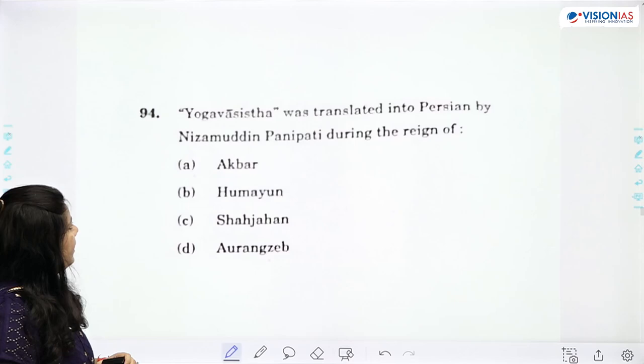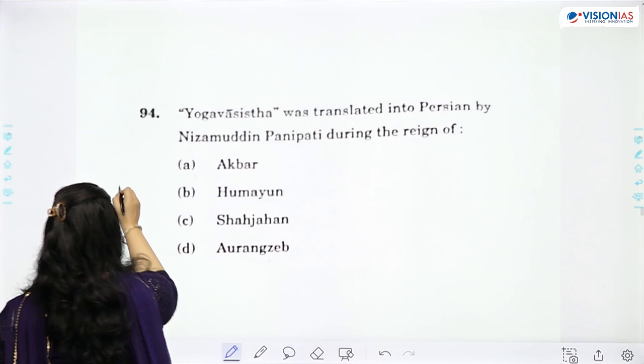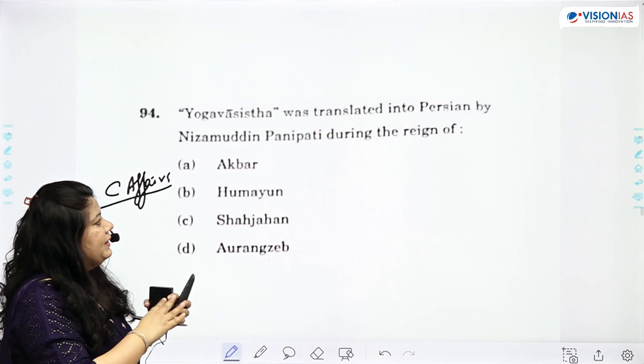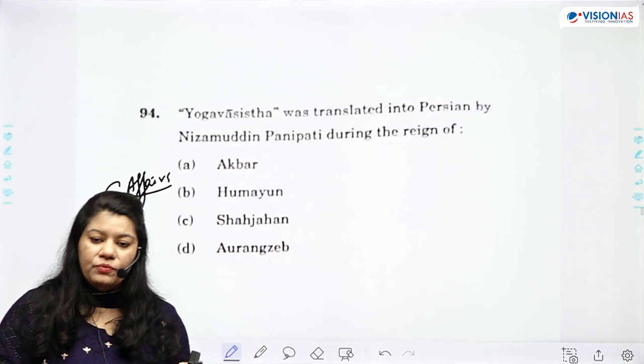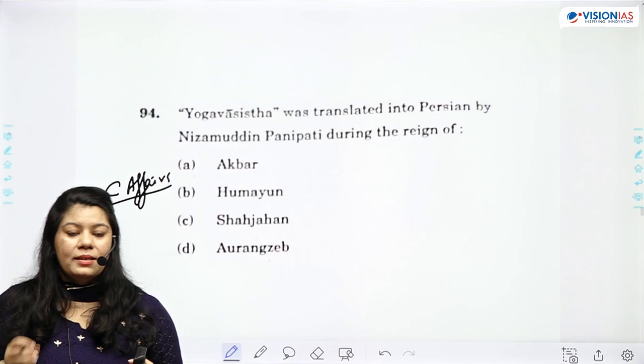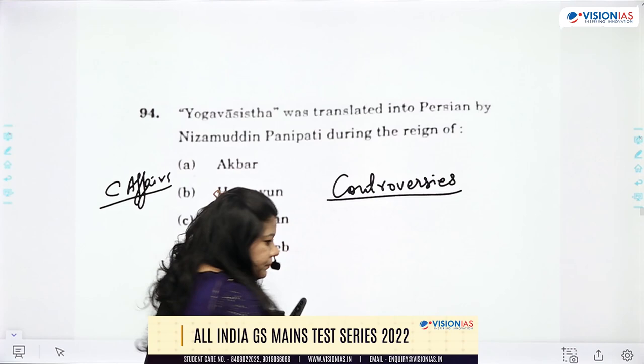Now coming to the 94th question, a very interesting question, but very difficult. Indirectly, it has a link with current affairs. You must be wondering how this has a link with current affairs, because this book you have never heard of, right? But this is why different faculties from the Visionize platform are telling you that you need to read newspapers along with your current affairs magazine: now questions are coming out of those news items which are in controversies or gaining national or public opinion.